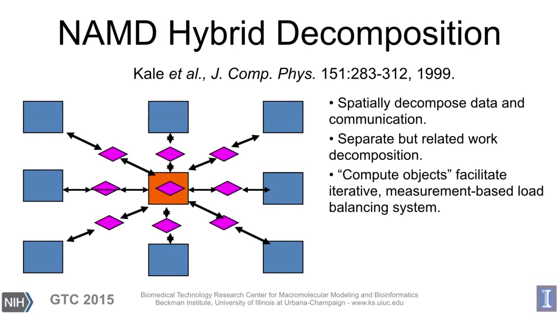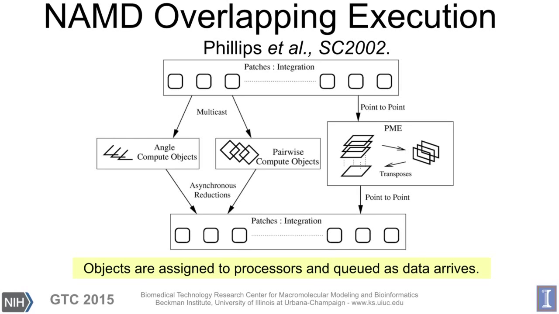NAMD started out in the early 90s, and we have sort of this dual decomposition. So the blue squares are sort of spatial domains that contain the atoms, and then the pink diamonds are interactions between the atoms. So non-bonded calculations, non-bonded electrostatics, van der Waals type interactions, bonded terms, and so we've really decomposed separately the data from the work so that we can load balance the work. And everything happens sort of asynchronously within a time step and, to whatever degree possible, across time steps.